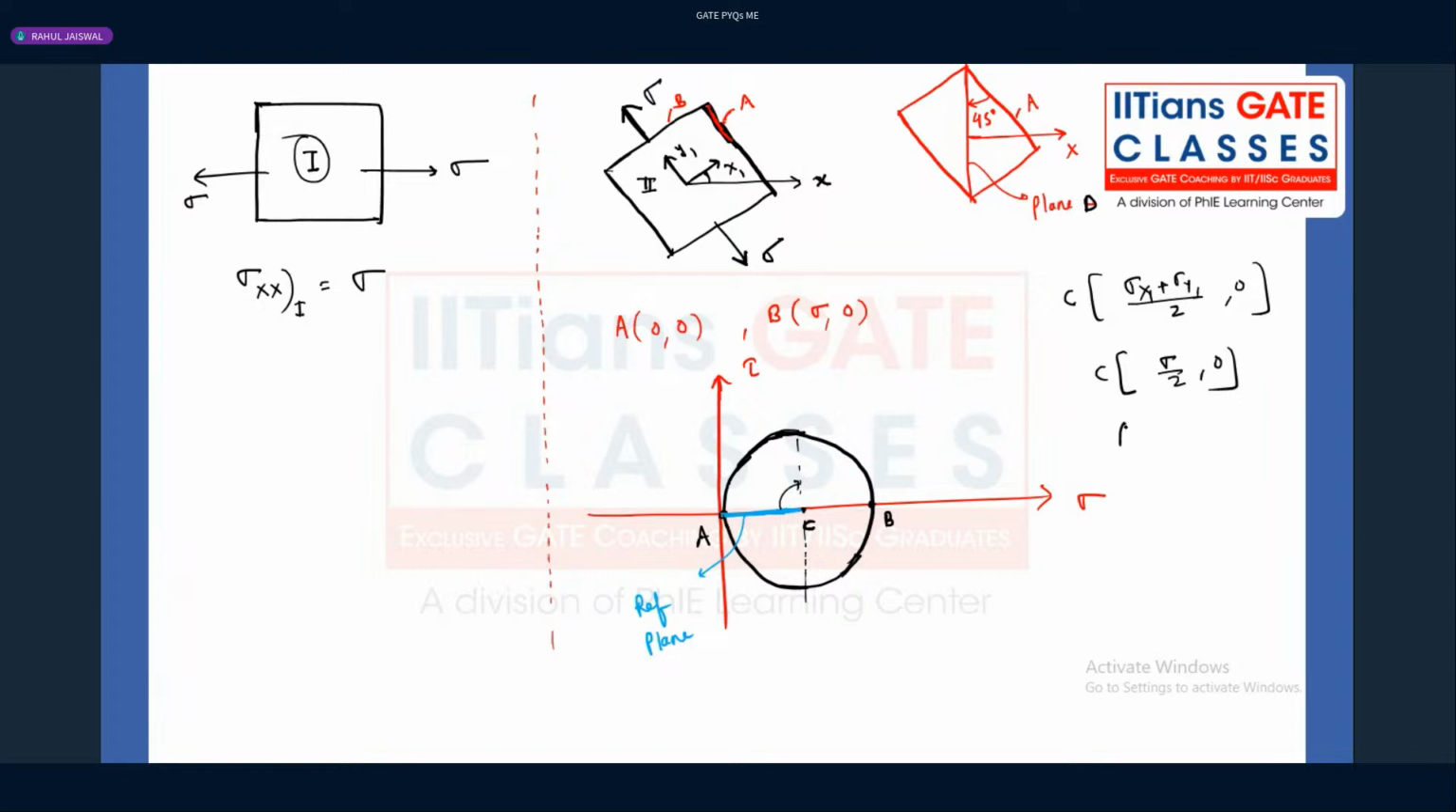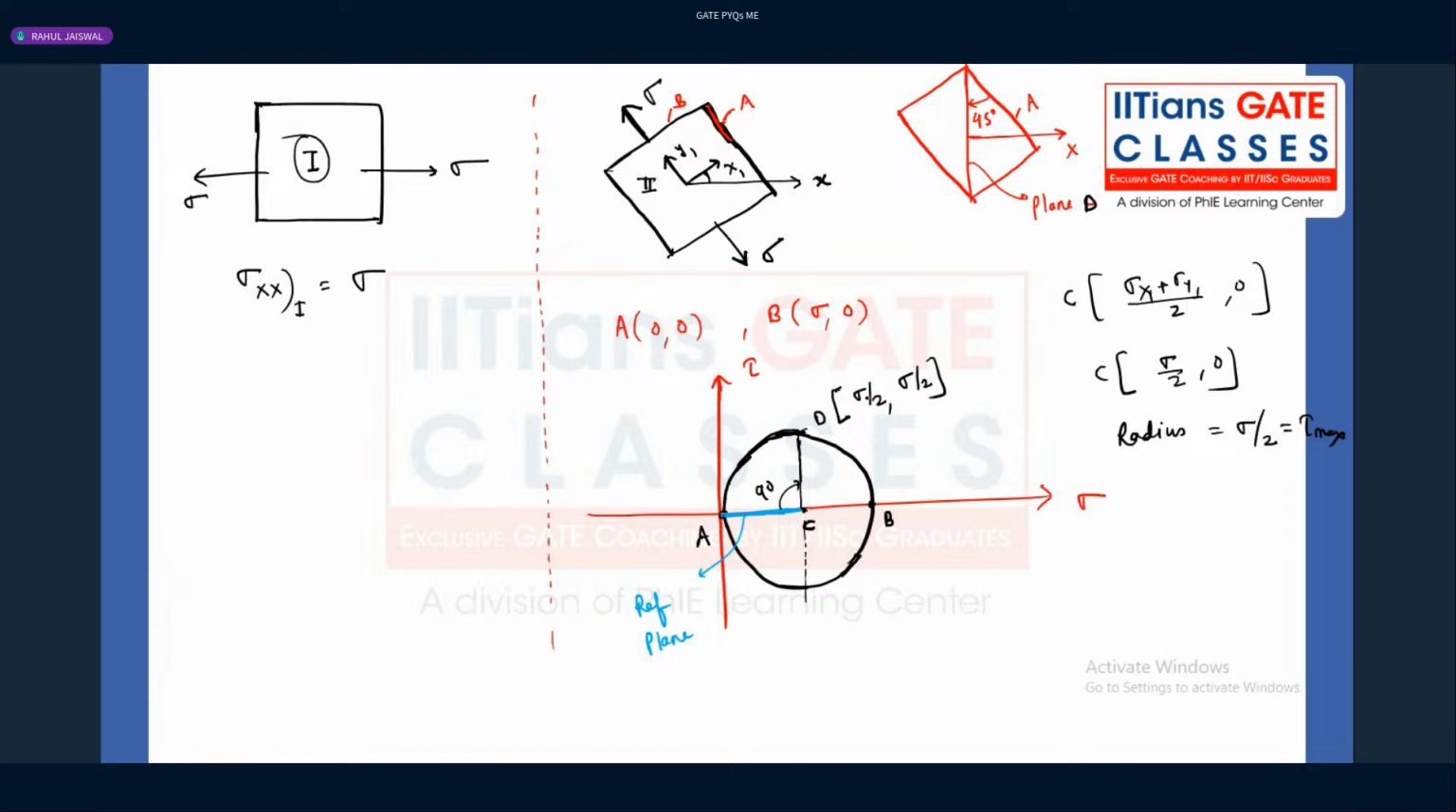The radius will also be sigma by 2, which is nothing but tau max. Now, guys, corresponding to 45 degrees from the reference plane, we need to tilt by 45 degrees clockwise, right? In the Mohr circle, it will be 90 degrees. So this is my plane D. And what is the value of the normal stress? Sigma by 2. And what is the value of the shear stress? That is also sigma by 2.